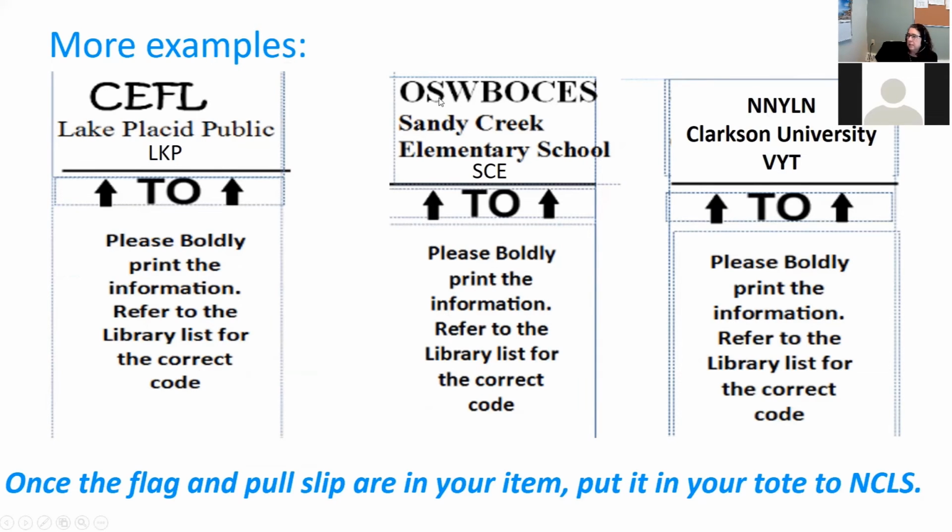So another example is if something was going to one of the BOCES, like, for example, Oswego BOCES. You would put the OSW BOCES at the top, the library name, and their 3-letter code. Same thing for a library that belongs to the Clinton Essex Franklin Library System. You would put the CEFL, the library name, and the 3-letter code. So all you have to do is put these flags, put the print slip in the item, and put it in your tote. You don't need to put it in any other kind of folders or anything. You just put that flag on and put it in your tote.